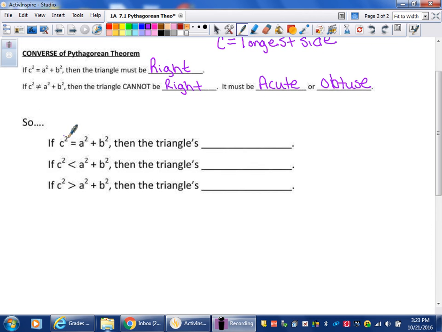Remember that if c squared equals a squared plus b squared, then your triangle's a right triangle, okay? Now, if you compare c squared to a squared plus b squared and c squared is smaller, then it's acute. Now, if c squared ends up being bigger than a squared plus b squared, then it's obtuse. Okay? Simple enough? I hope you're following along in your notes because this is very important.